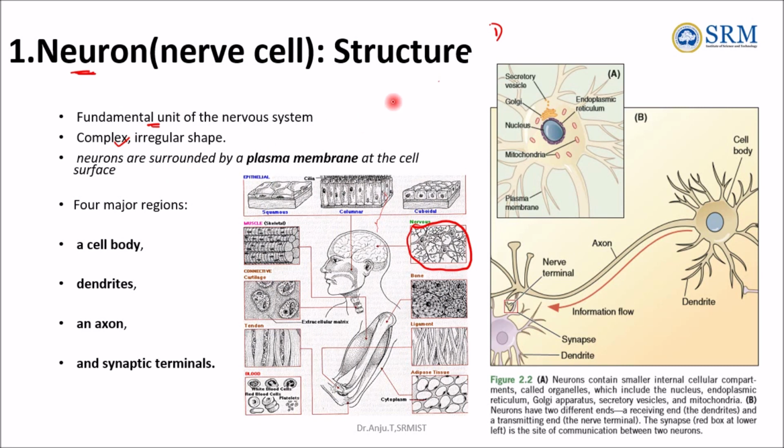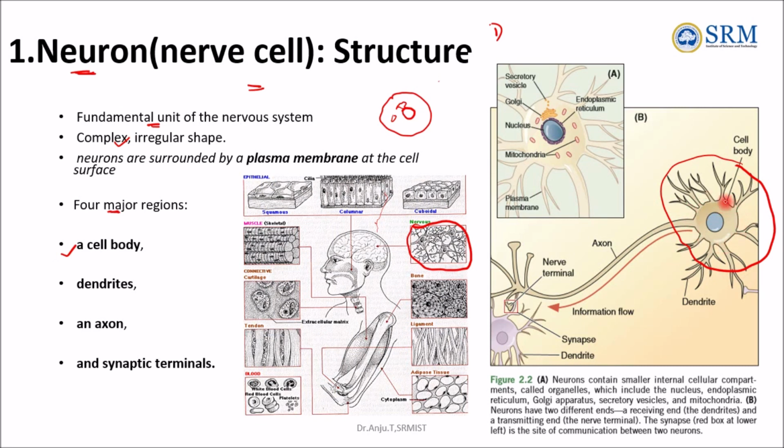But it is a cell, so it is going to have a boundary, and it is a eukaryotic cell, so it will have a nucleus and other organelles present in it. The picture shown here is an illustration of a neuron. The major parts of the neuron are categorized into four regions. One is the cell body. This is the cell body.